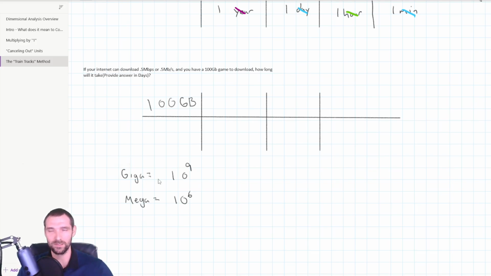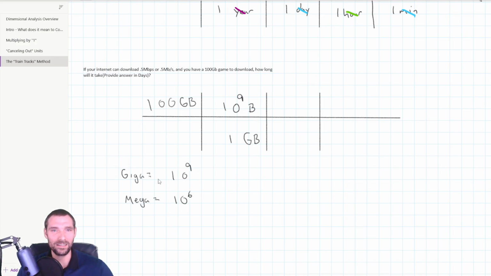In other words, there's $1,000 million in $1 billion. You can think about it like that. So we've got our gigabytes, and we could just go down to bytes, honestly. In 1 gigabyte, there's 10 up to the 9th power of bytes.